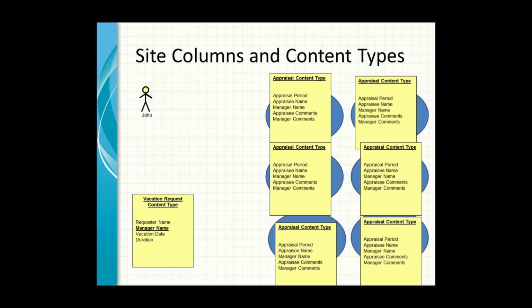Further, if he defined some of his columns, such as manager name, as a site column, he could have reused that in other content types and other lists, not just the one he originally intended it for. So you can see, if you start introducing site columns and content types for information that's particularly useful in your company, you get this reuse of your definitions of what information is useful together.